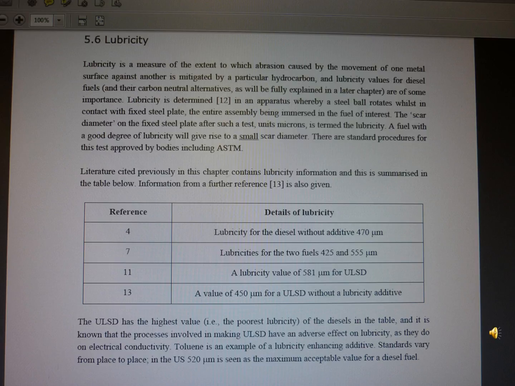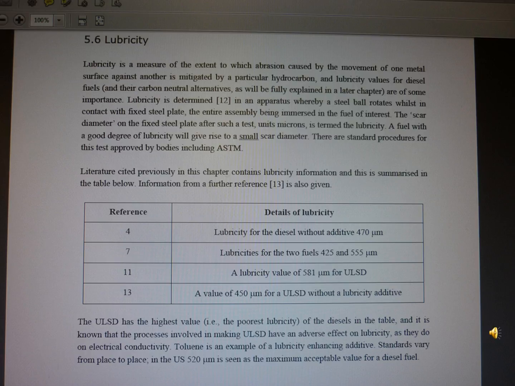So we're talking about the lubricity. The lubricity is a measure of the extent to which the abrasion is caused by the movement of one metal surface against another, and it is determined by the particular hydrocarbon. So this is the lubricity.